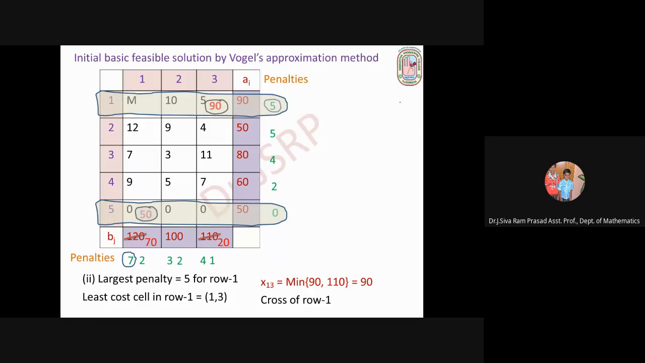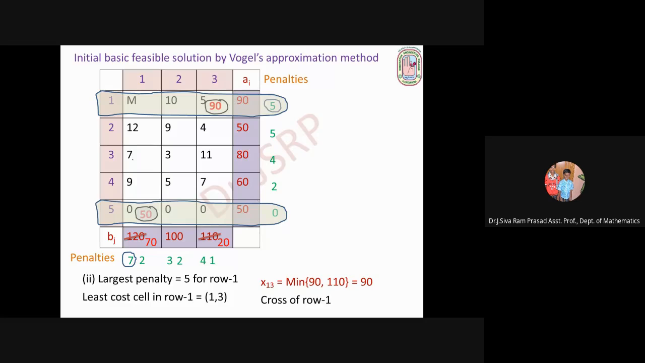So then cross off row 1. Okay. Right. Now the reduced transportation table is these 3 rows and these 3 columns. So repeat the same process. Again, find penalties for the reduced transportation table. Again, since a row is eliminated, column differences may change.